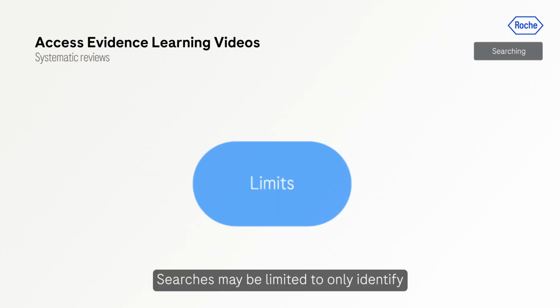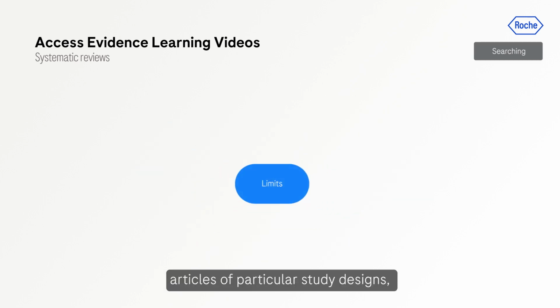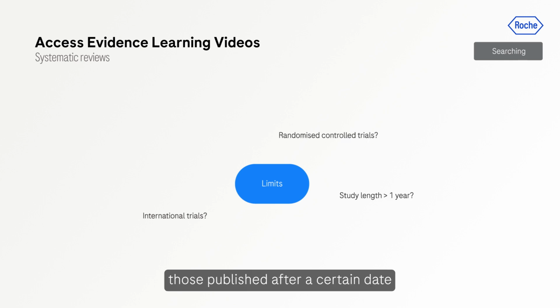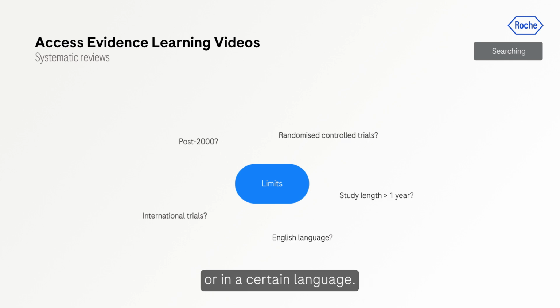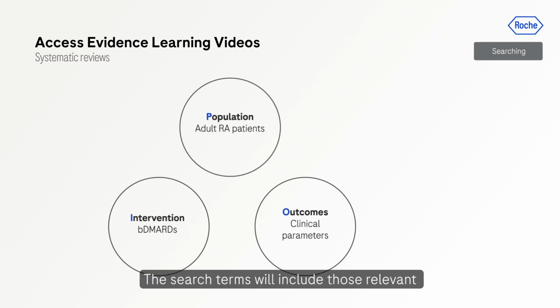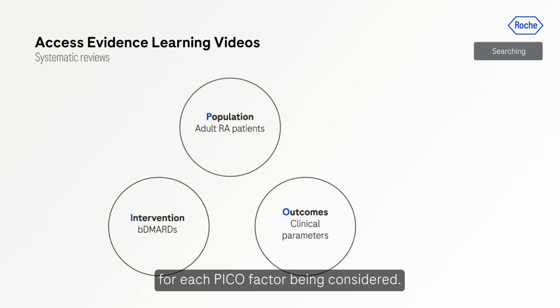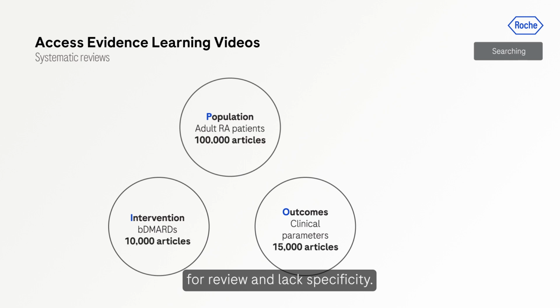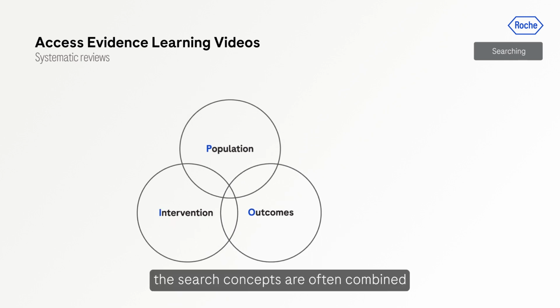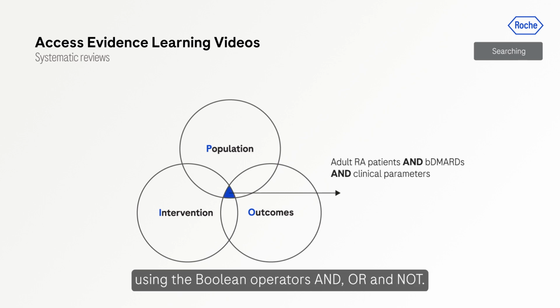Searches may be limited to only identify articles of particular study designs, those published after a certain date, or in a certain language. The search terms will include those relevant for each PICO factor being considered. However, searching with each term on its own is likely to return far too many articles for review and lack specificity. For this reason, the search concepts are often combined using the Boolean operators and, or, and not.